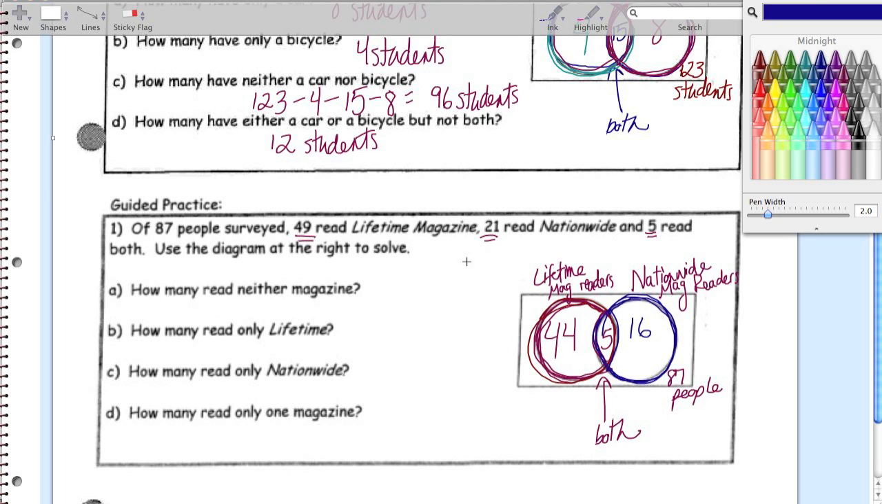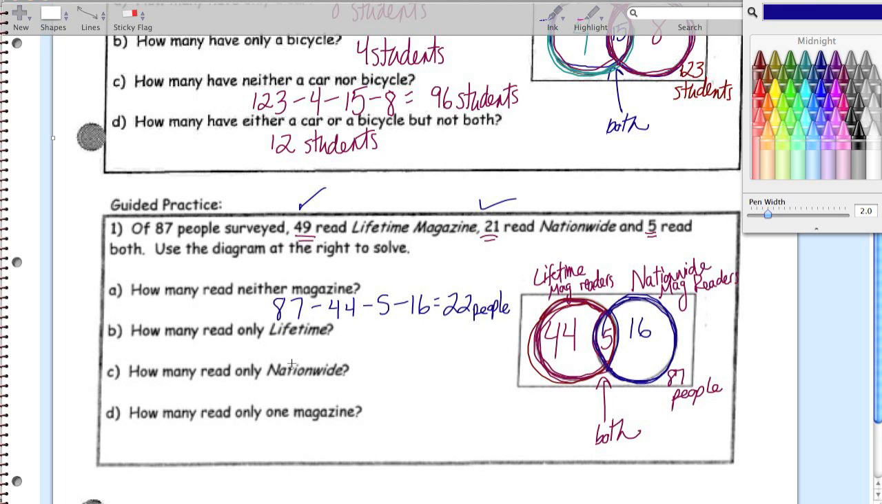All right, so now that we have it set up, 87 total. This circle totaled 49, check. This circle totaled 21, check. And we have our 5 represented as both in the middle. So how many read neither magazine? How many of them are not reading either of them? So we're going to do just like we did similarly above, 87 minus 44 minus 5 minus 16. When we subtract 87 minus this piece of the puzzle, this piece, and this piece, we're going to find 22 people.